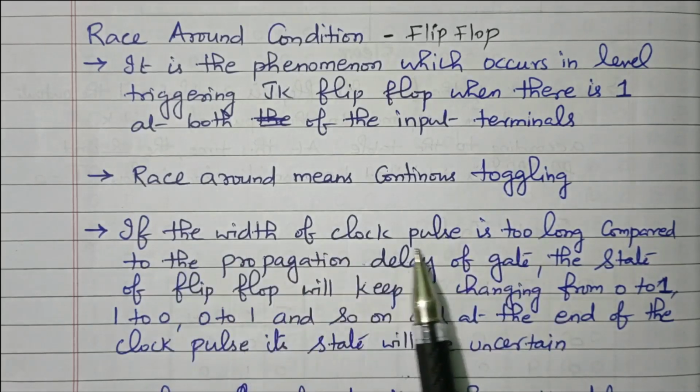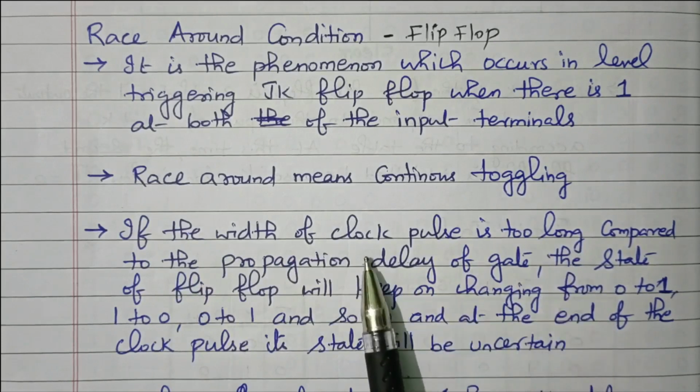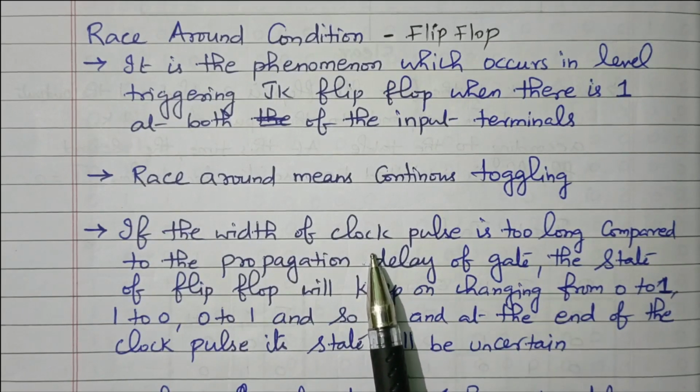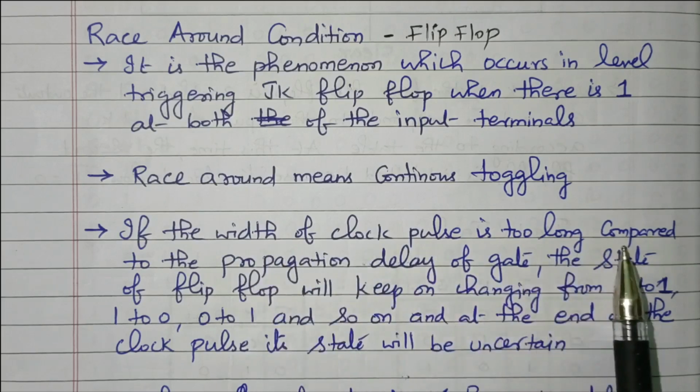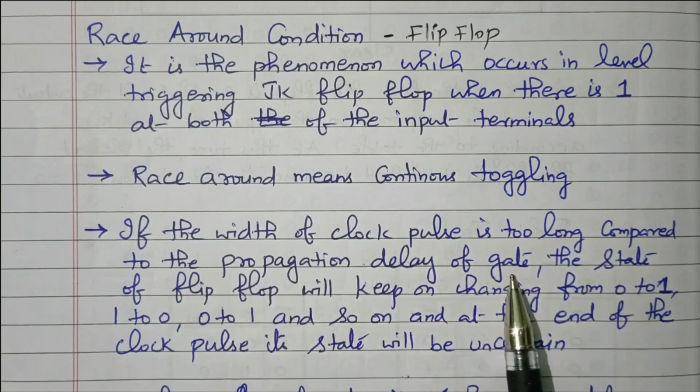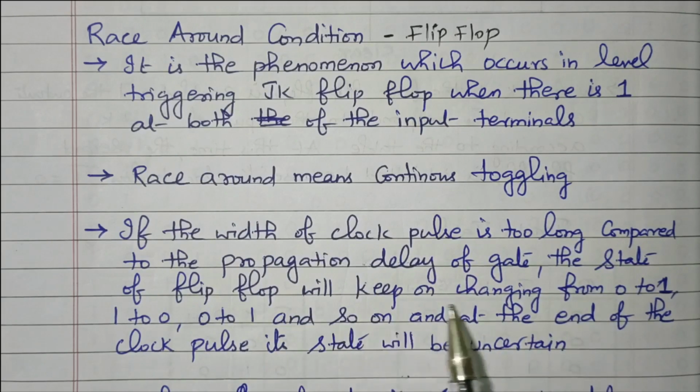Why is it toggling? If the width of the clock pulse is too long, because we know that in a flip-flop, at every clock pulse the state will change. It is a sequential circuit. When the clock pulse applies, the state will change from one state to another state. So here, the width of the clock pulse is too long compared to the propagation delay of the gate. The state of the flip-flop will keep on changing, that is from 0 to 1, 1 to 0, 0 to 1, and so on. And at the end of the clock pulse, its state will be uncertain.